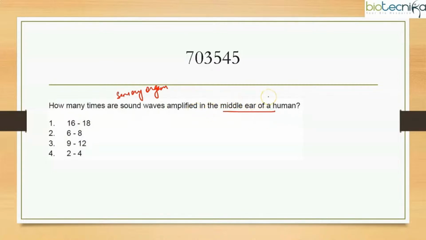We know the ear is divided into 3 regions: outer ear, middle ear and inner ear. The inner ear is the most important part of the ear, while the middle ear plays a role in amplifying the sound waves, where we have the 3 bones and the vibrations get passed and amplified. So the question is, how many times do the sound waves get amplified? For this you need to know how many times the amplification occurs. The right answer here is option 1. We will take the range 16 to 18 times.